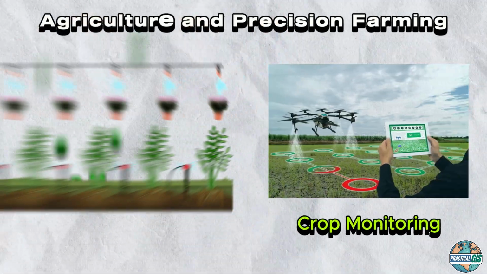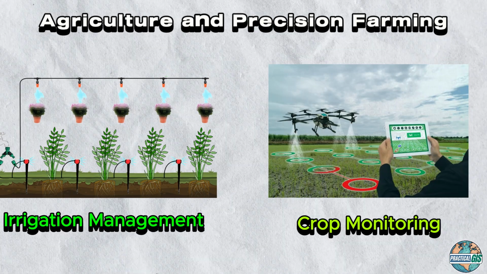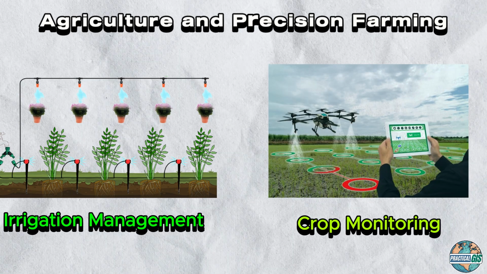We can also use GIS for agriculture and precision mapping, like crop monitoring, irrigation planning, pest control, and what have you. As you can see, GIS is a very flexible tool and is used in almost every industry.